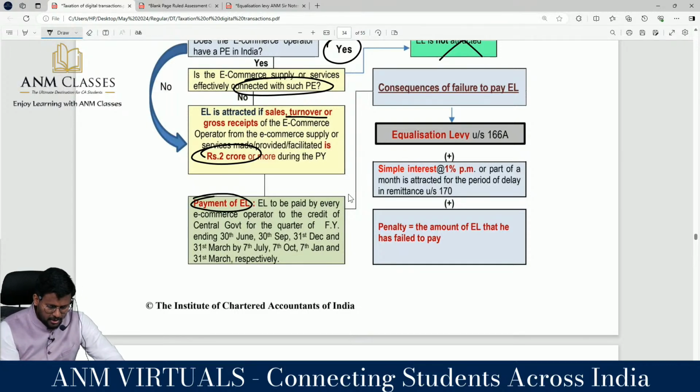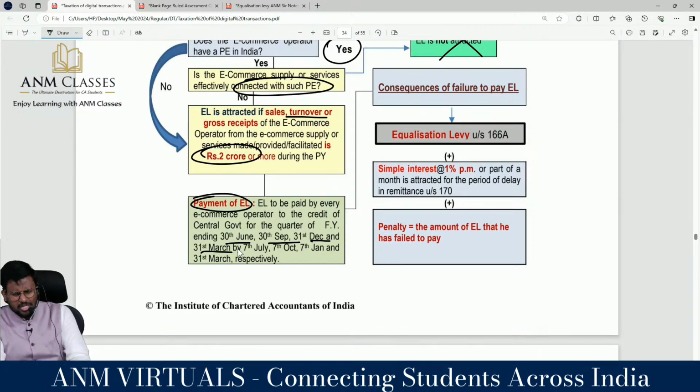Payment of equalization levy is on a quarterly basis. Equalization levy is to be paid by every e-commerce operator to the credit of the central government for the quarters of the financial year ending 30 June, September, December and March. For a specified service, who is responsible? The specified person. That is why it is monthly.